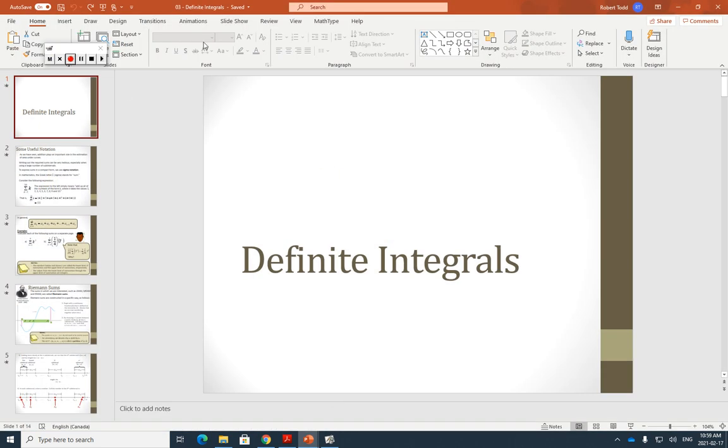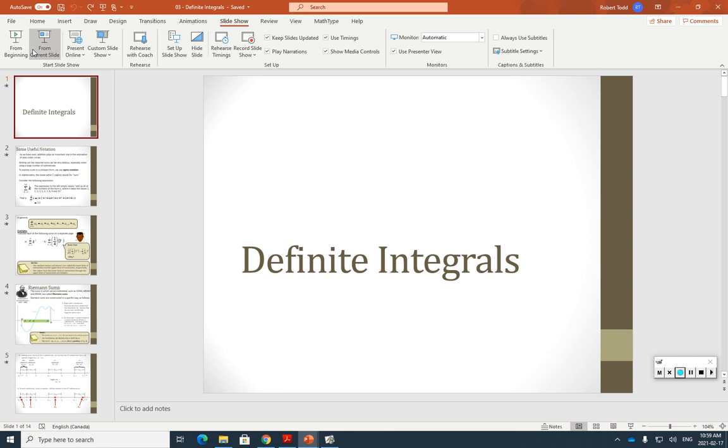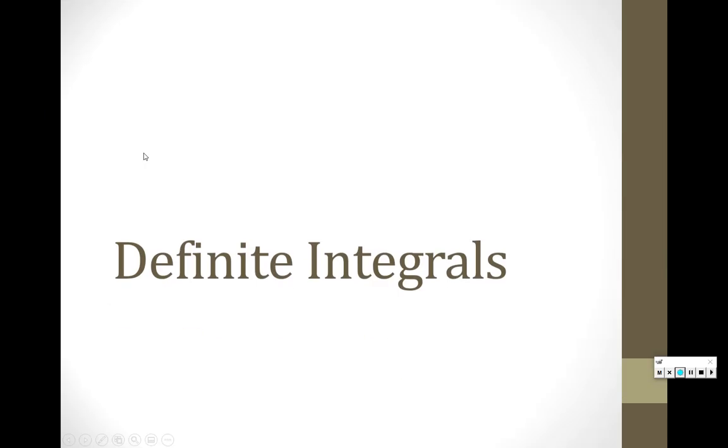Definite integrals. At this point, you might have some feel for what an integral might be, some feeling for a bunch of stuff added together, but we're really going to break it down into very specific terms here and do some examples of some actual definite integrals.